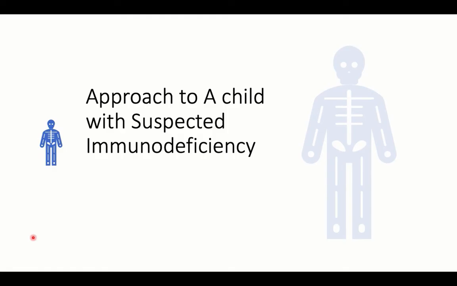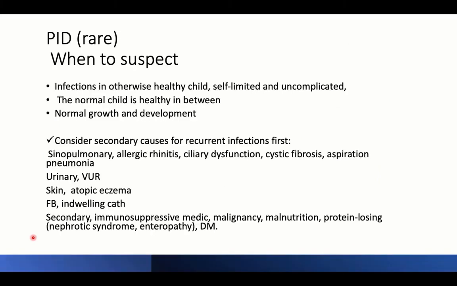to a child with suspected immune deficiency, when to suspect that one child may have an immune deficiency disorder. Immune deficiency can present as primary immune deficiency, or PID, which is rare, or, more commonly, secondary immune deficiency. So when to suspect PID? Normally in an otherwise healthy child, infections can be frequent, especially in the early years of life during the development of the immune system.